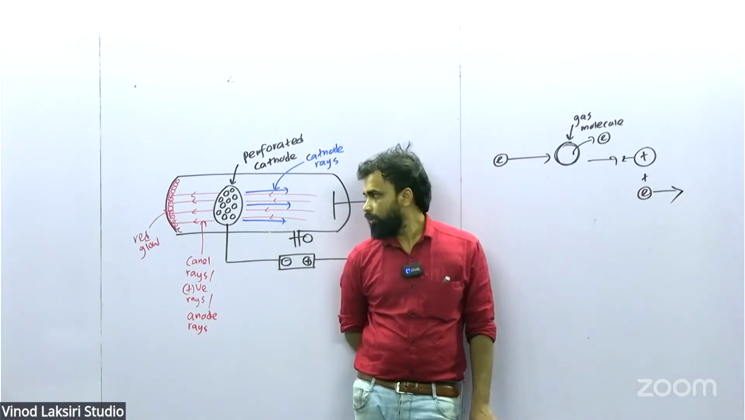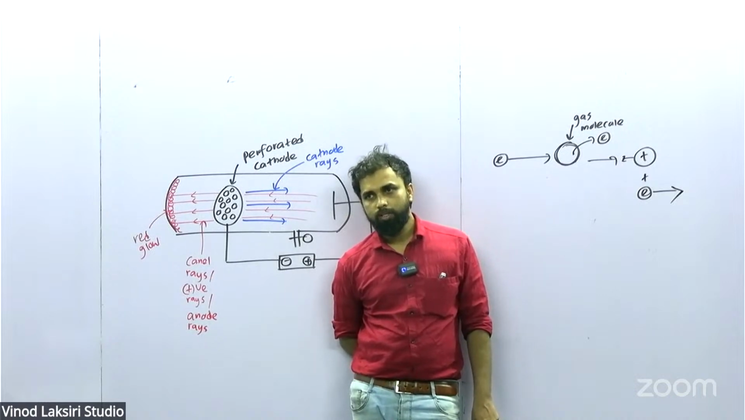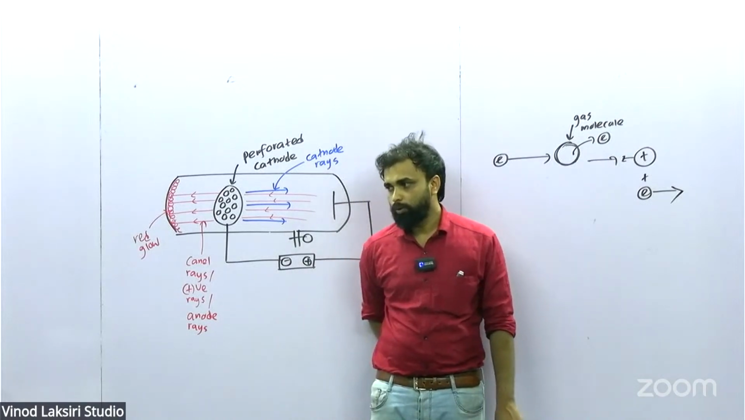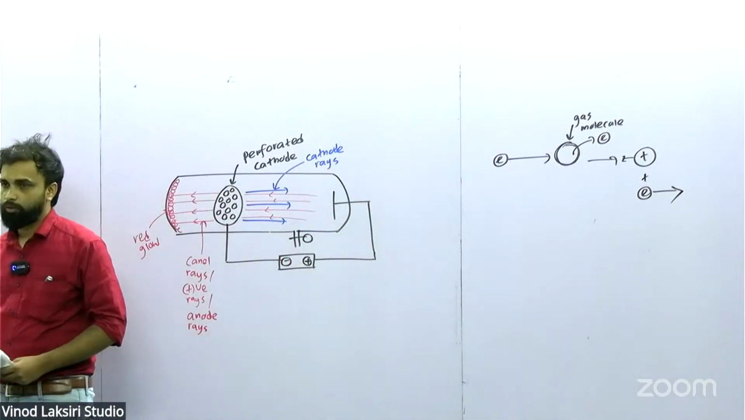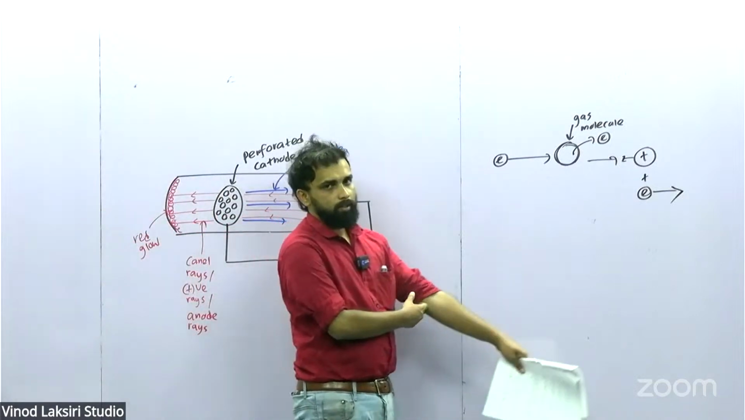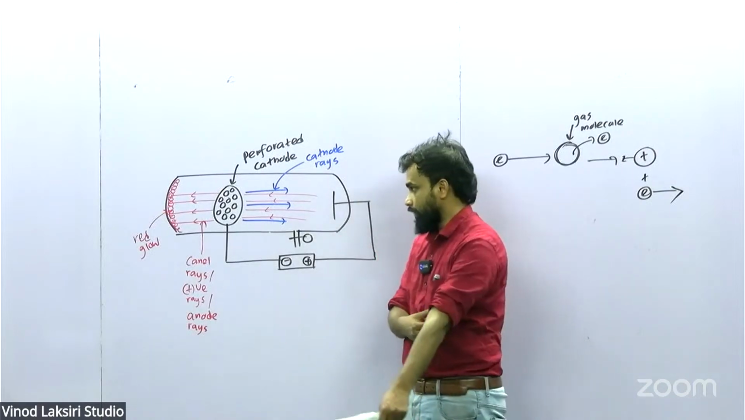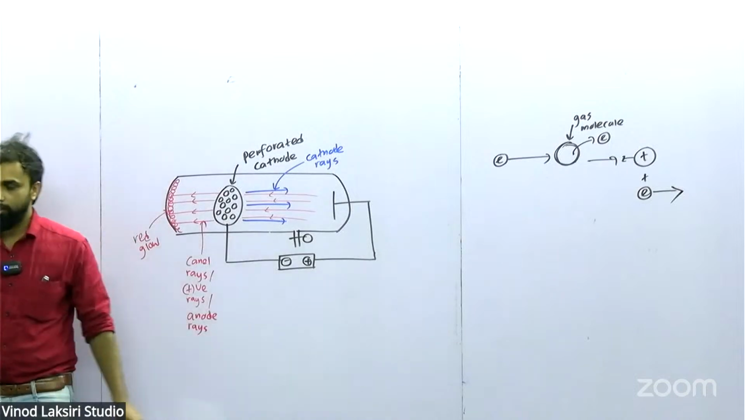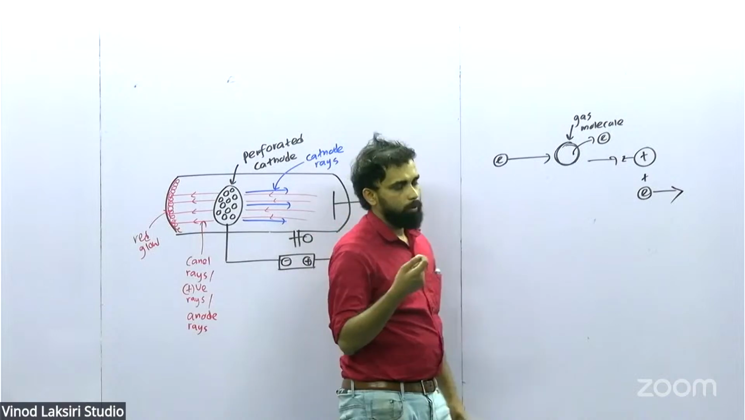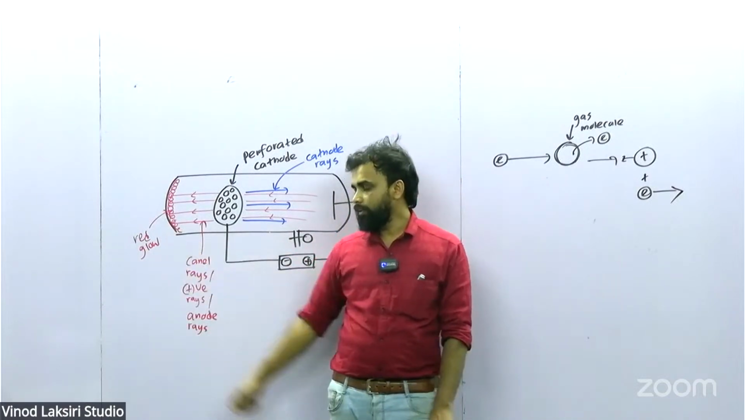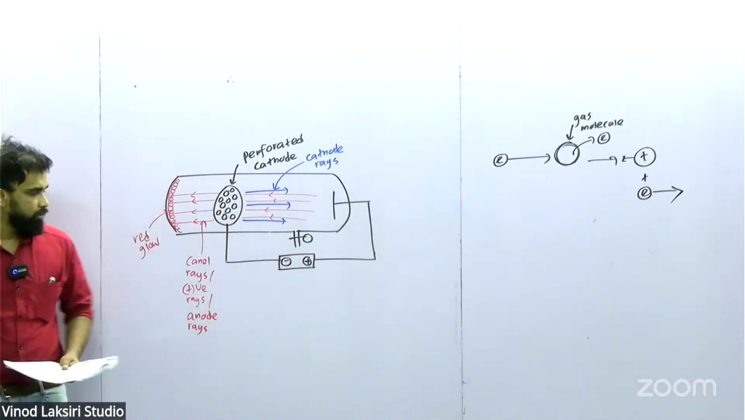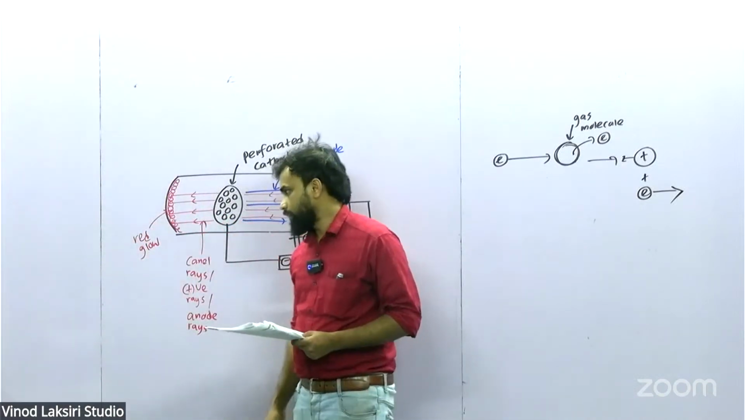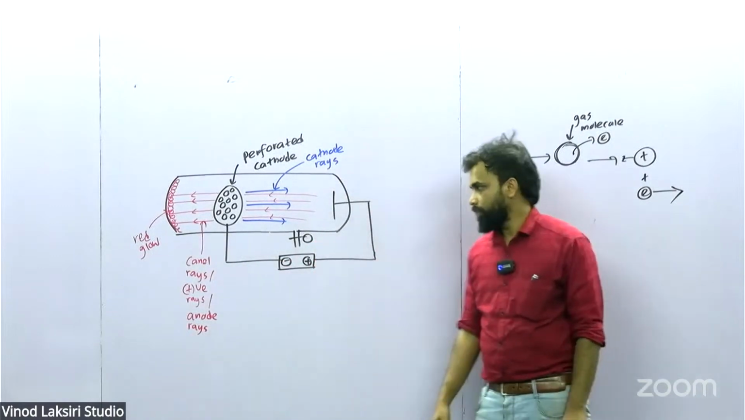Then positive ions go through the canals of the cathode, creating a red glow behind the perforated cathode.